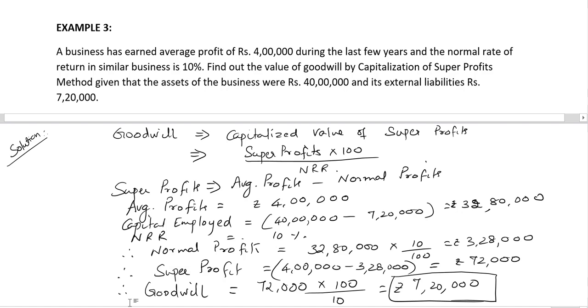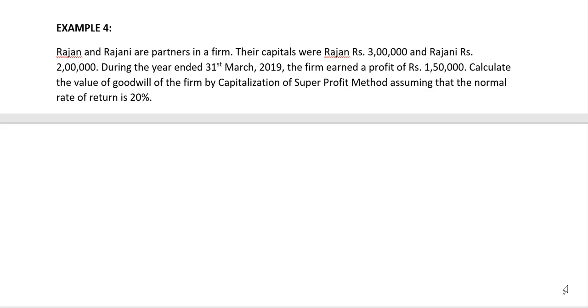Let's go to the next example. Final example, example 4. Rajan and Rajni are partners in a firm. Their capitals were, for Rajan rupees 3 lakh and for Rajni rupees 2 lakh. During the year ended 31st March 2019, the firm earned a profit of rupees 1,50,000. Calculate the value of goodwill of the firm by capitalization of super profit method, assuming that the normal rate of return is 20%.